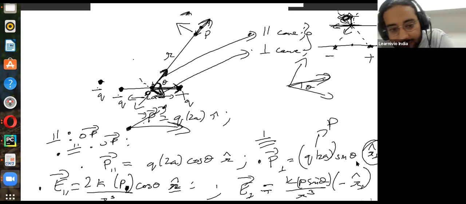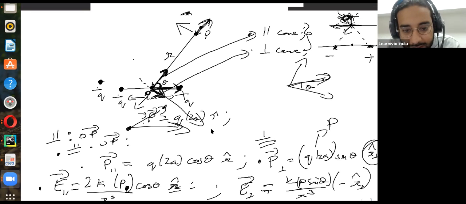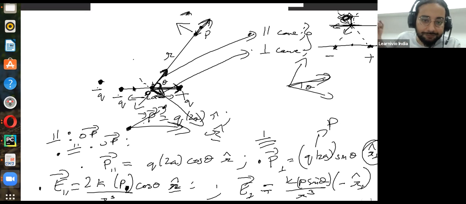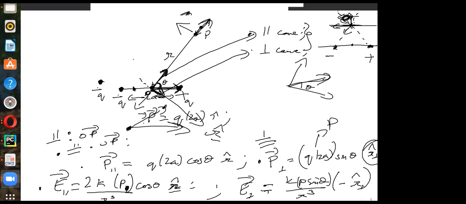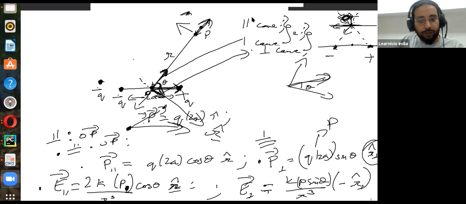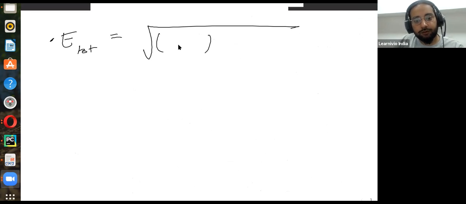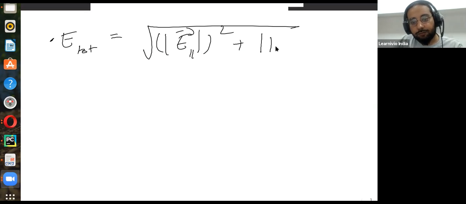This r perpendicular direction that we imagined, this particular direction, we called r perpendicular. So essentially the minus of that, the minus r perpendicular direction, correct? Yes. So let's calculate the overall electric field then. The electric field total, if you just want the magnitude, is just going to be the square root of E parallel squared plus the modulus of E perpendicular squared.